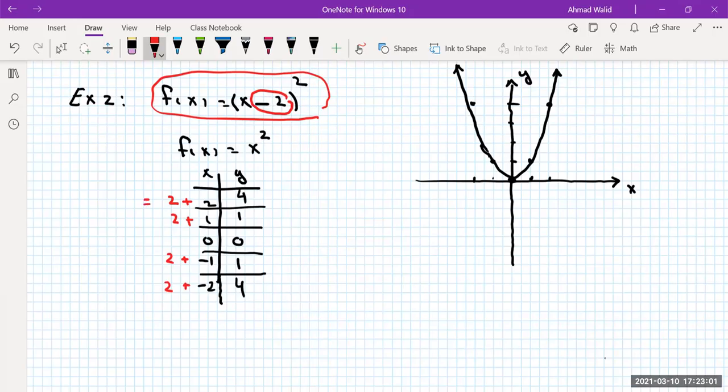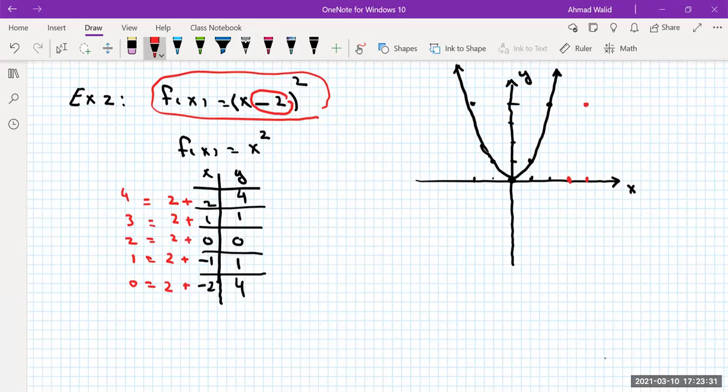2 plus 2 gives you 4. 2 plus 1 gives you 3. 0 plus 2 gives you 2. -1 and 2 gives you 1. -2 and 2 gives you 0. Correct? These are the new points for your x. Now, use the new points. 4, 4. When x is 4, y is 4. Somewhere here, 4, 4.